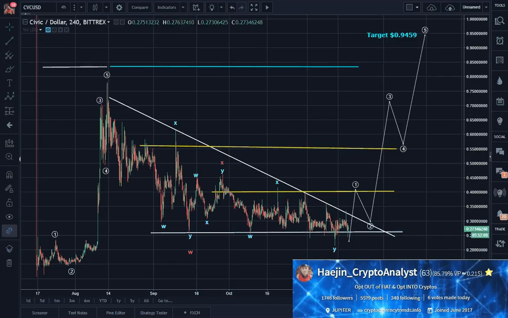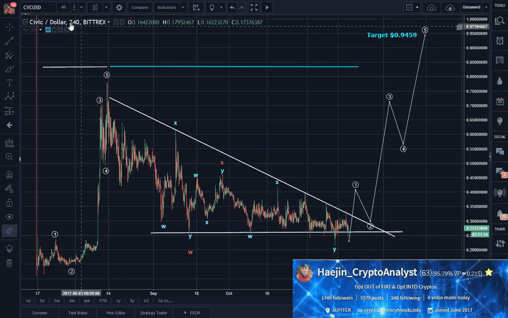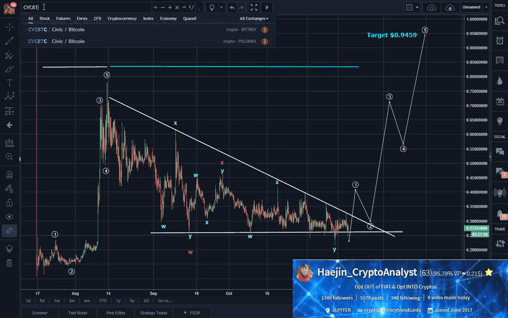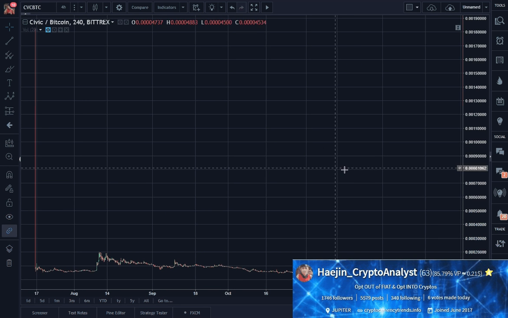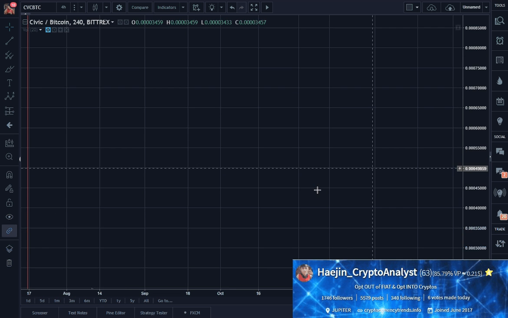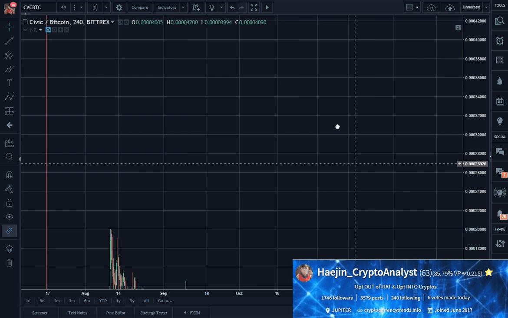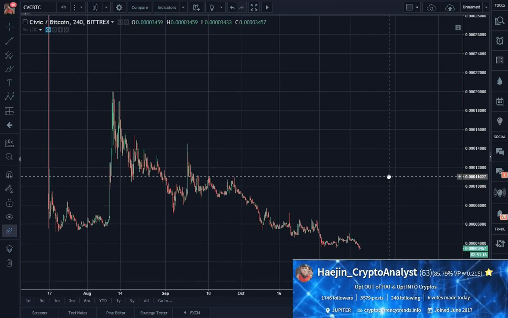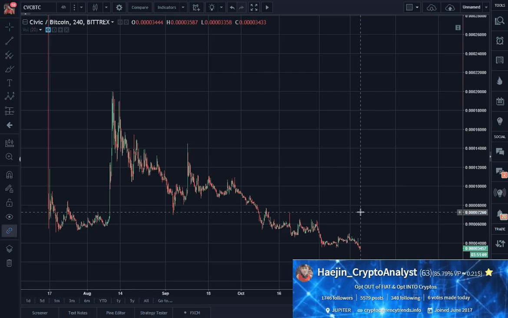Okay. All right, so that's that for the USD pair, and let's go for the BTC pair. And I prefer using the Bittrex feed as much as possible. And look at that pump and dump. Jeez. Awful. Look at this.